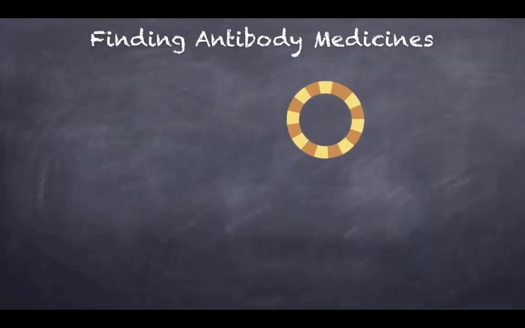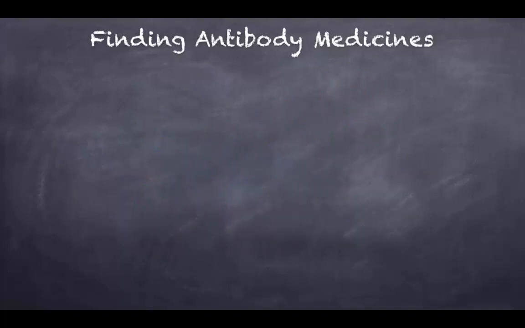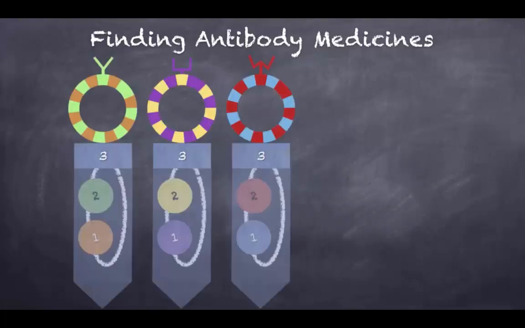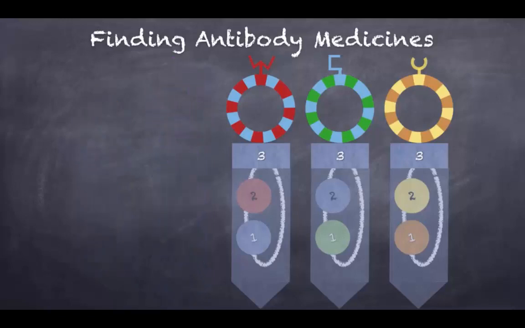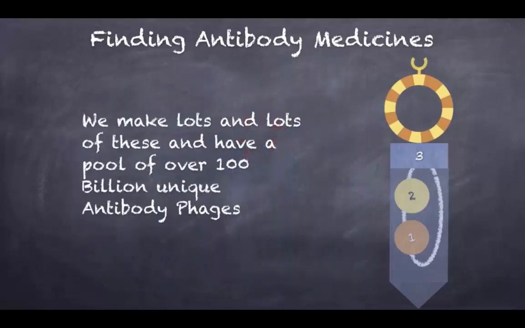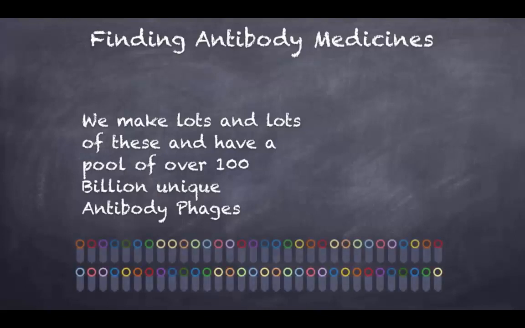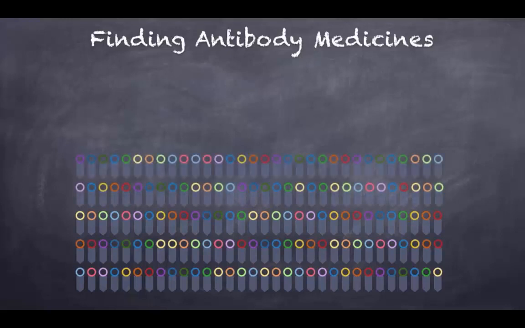The phage antibody hat is unique and gives it the ability to bind to a disease target molecule. Change the antibody genes and you change the type of hat and what it can bind to. We make many of these antibody phage, and our pool has over 100 billion different kinds. Together, all these antibody phage are called a library, and this is our source for finding new antibody medicines.